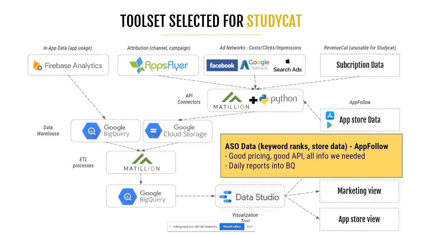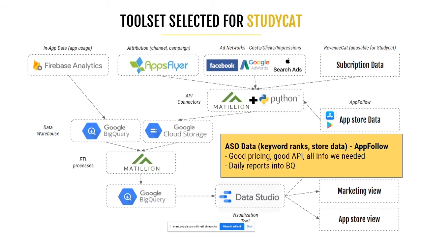Then for ASO data, as we mentioned, it was AppFollow. Friendly pricing, gives us all that we need. And all of these things were transferred through API connectors into our data warehouse in Google BigQuery. Then the data is basically sitting there on one pile.